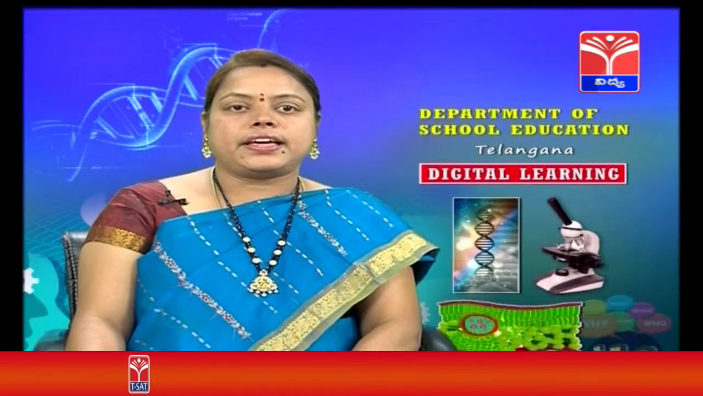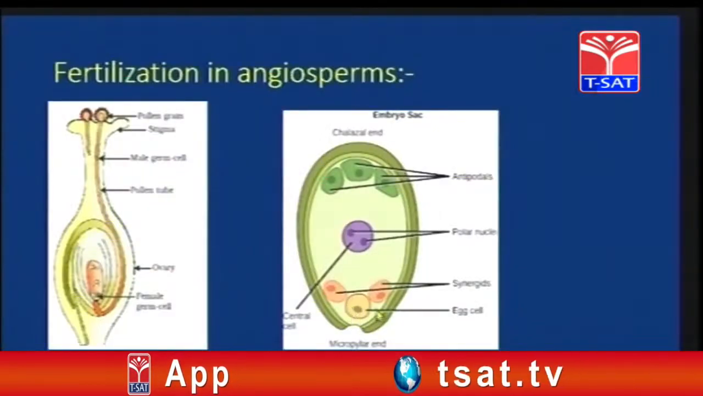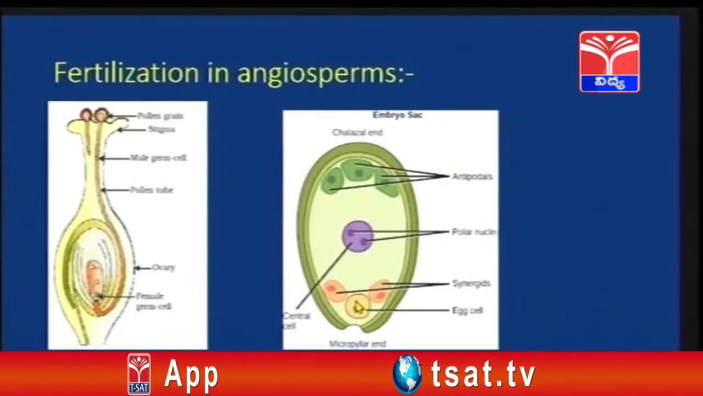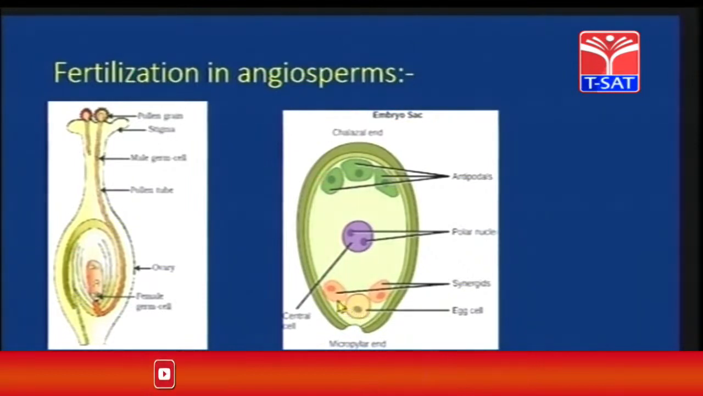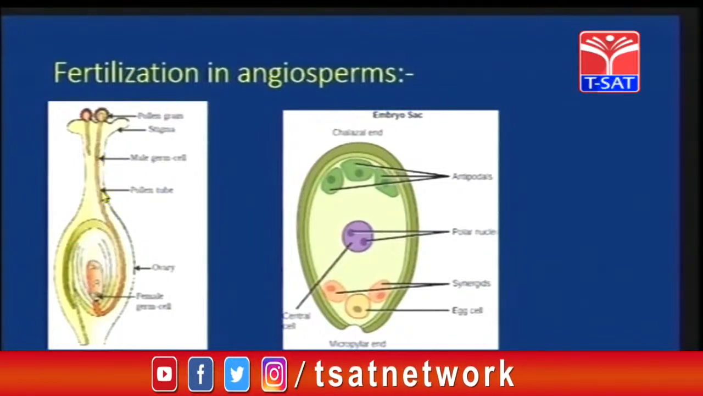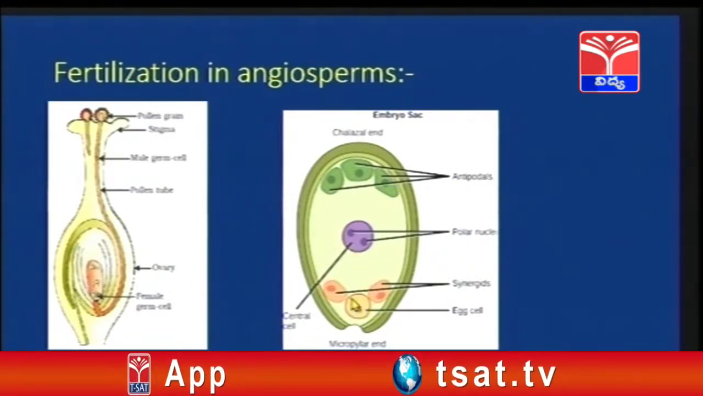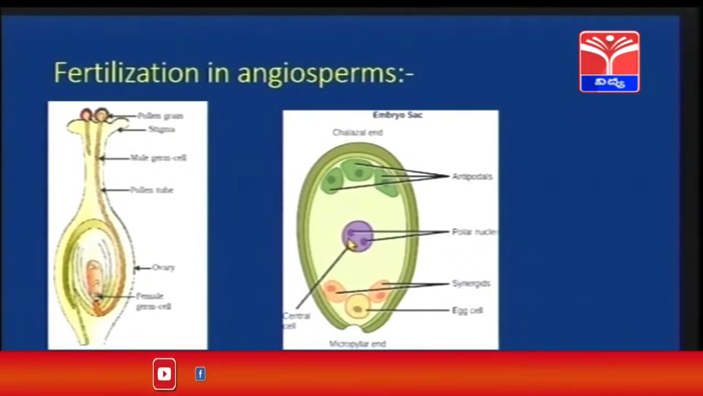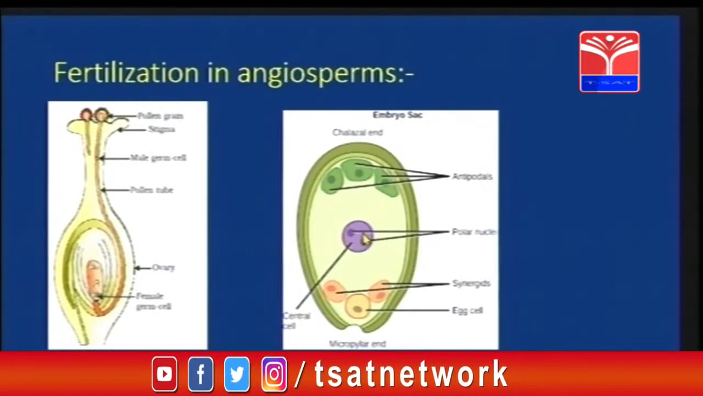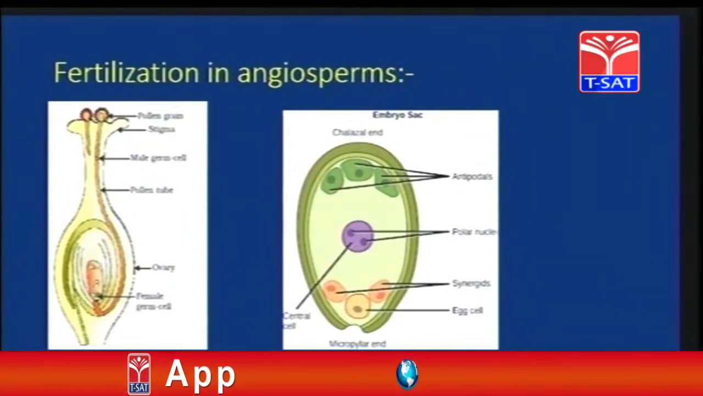The first male gamete will fuse with the egg cell to form the zygote. And the second male gamete present in the pollen tube will fuse with the polar nuclei or the central cell. As a result, the first male gamete fusing with the egg cell forms the zygote. The second male gamete fusing with the polar nuclei will form the primary endosperm nucleus. In short, we call it PEN, that is primary endosperm nucleus.